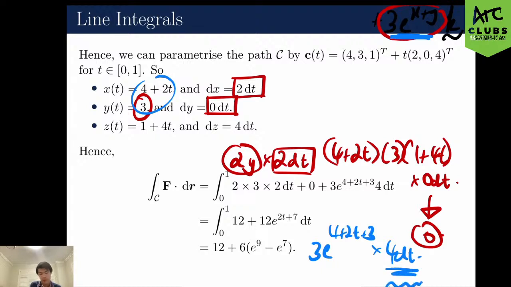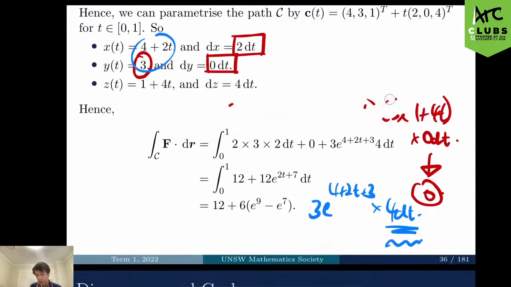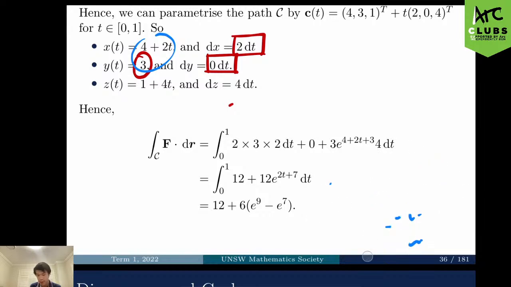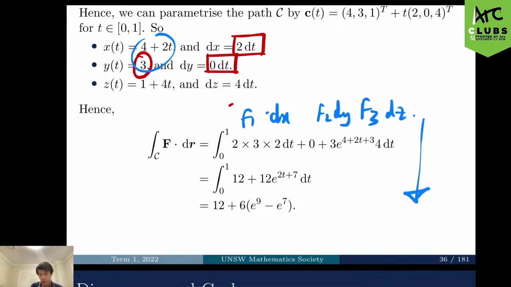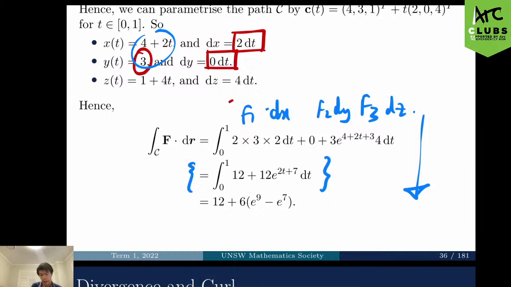Right, so hopefully that formula makes a bit more sense. All we have to do is just sub it into those three formulae. So this is f1, f2, f3. Then we do x dt, or realistically dx, dy, and dz. And then it turns into a normal integral with t, and you end up with this thing over here.